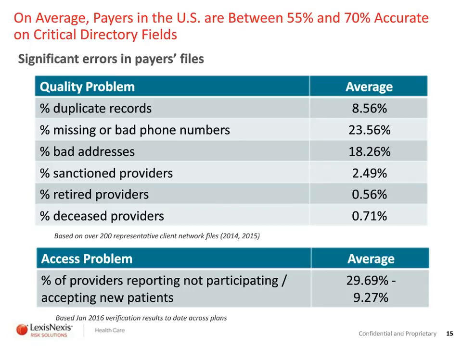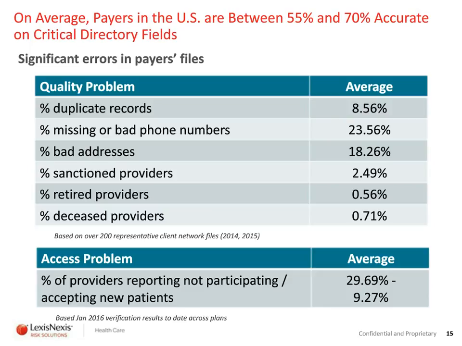Across over 200 network file analyses that we've done over the last 24 months, we have summarized these in the below averages. 8.5% duplicates. Over 23% missing or bad phone numbers. Over 18% of bad addresses or inactive addresses. And then incrementally to the demographics, 2.5% of sanctioned providers and 0.56% retired providers and 0.71% of deceased providers. This is across over 200 health plans.